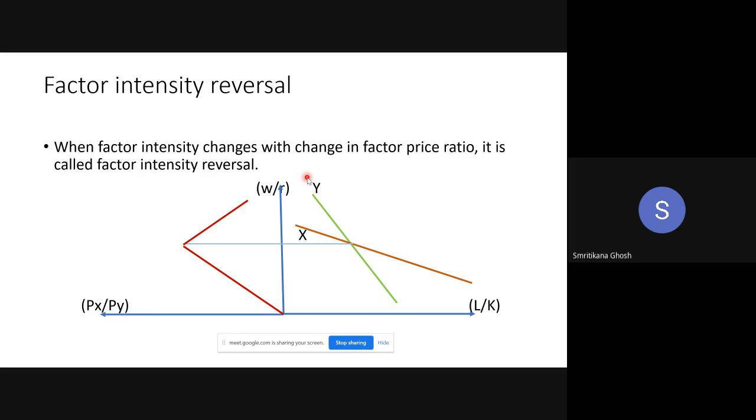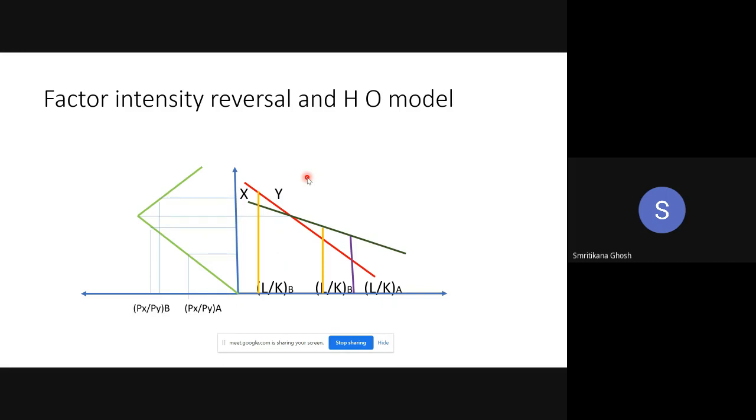Done? So let me incorporate the HO theorem in this reversal diagram. So here it is: factor intensity reversal and the HO model. The diagram is very colorful actually. So many colors I have used, but you have to understand. Look what happened, so many things are there. Don't confuse yourself, just try to understand with me. It will be easier for you to understand them.